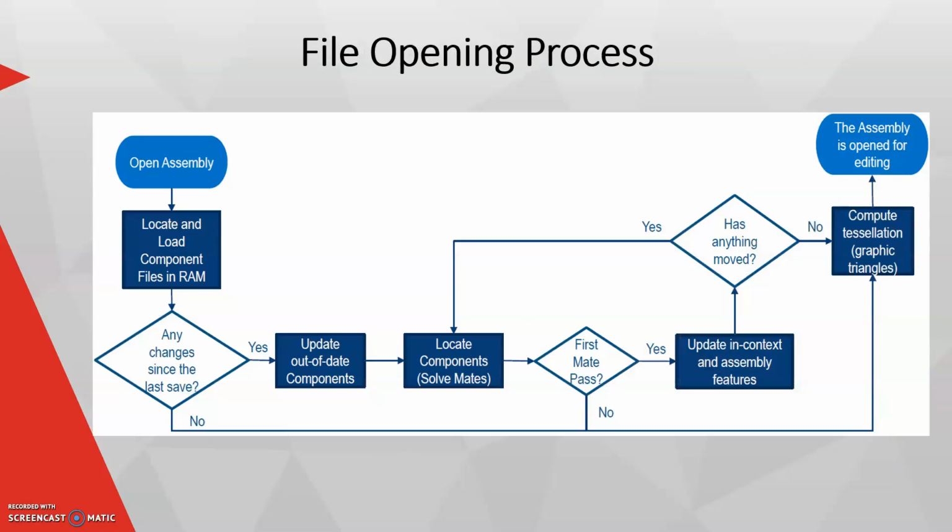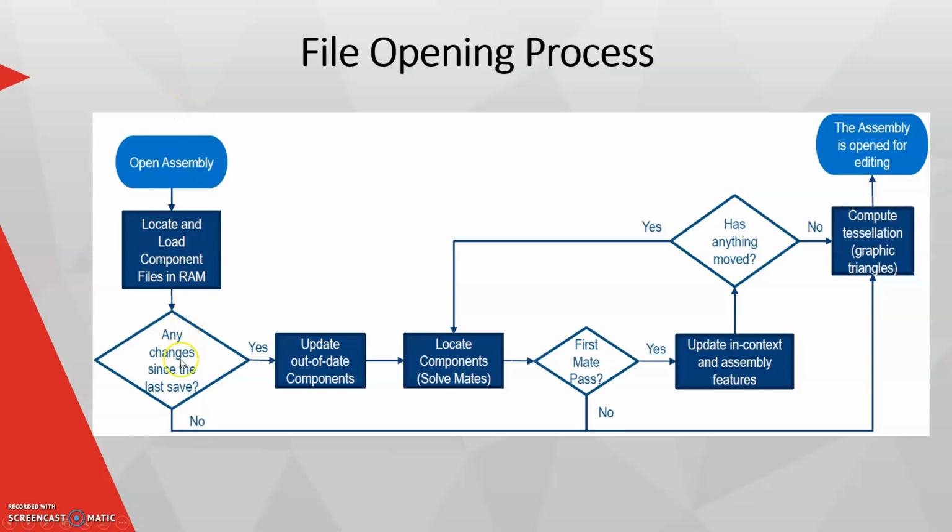Next, I want to take you through the file opening process. As you can see, when you go and scroll in your Windows Explorer and click Open Assembly, what it first does is locate and load component files into RAM. So this is why it's important to have a minimum of 16 gig RAM, is what we recommend. But if you're working with very, very large assemblies, we do recommend a bit more. So it is worth getting more RAM.